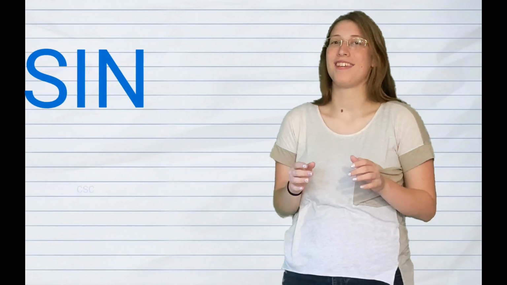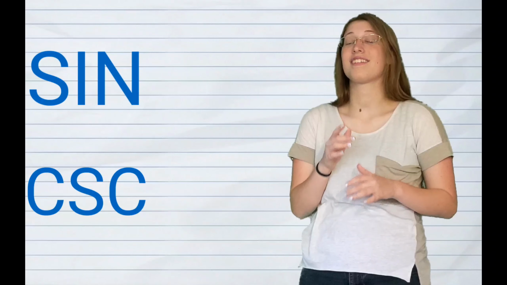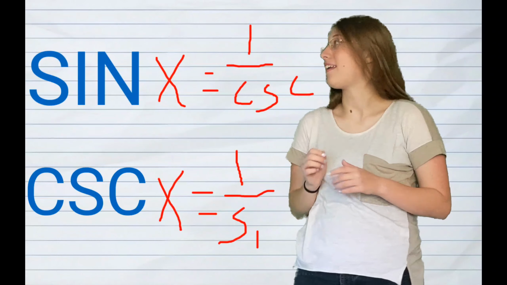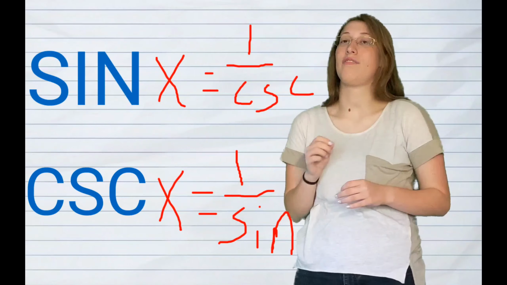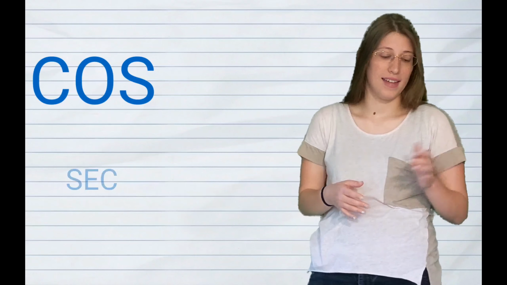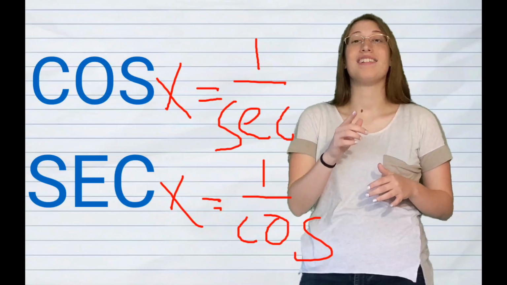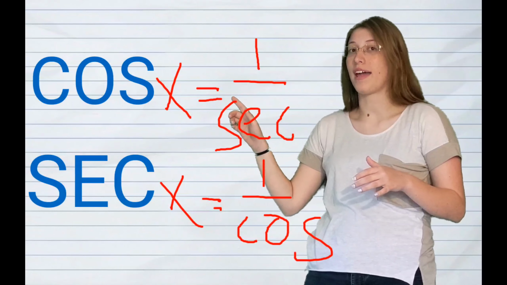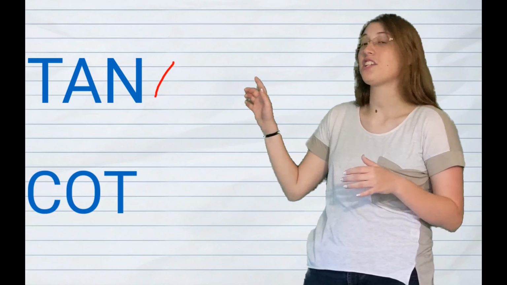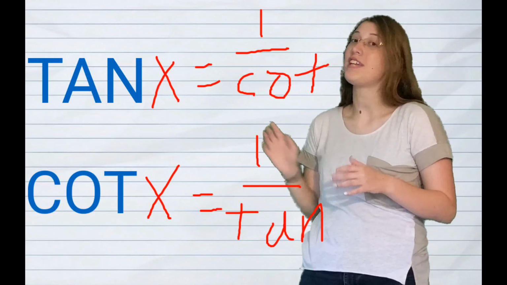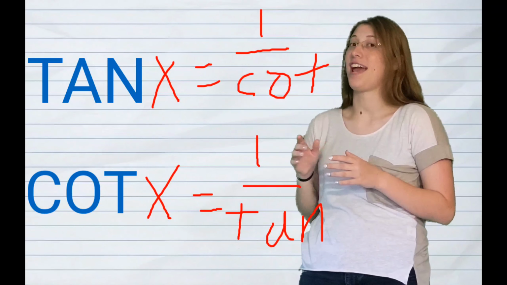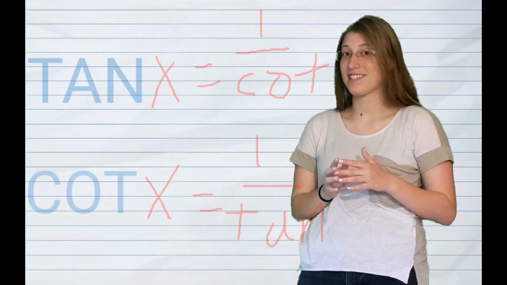First, we have sine and cosecant. So sine of x equals 1 over cosecant of x, and cosecant of x equals 1 over sine of x. This works the same for cosine and secant. So cosine equals 1 over secant, and secant equals 1 over cosine. Same for tangent and cotangent. Tangent x equals 1 over cotangent x, and cotangent x equals 1 over tangent x.